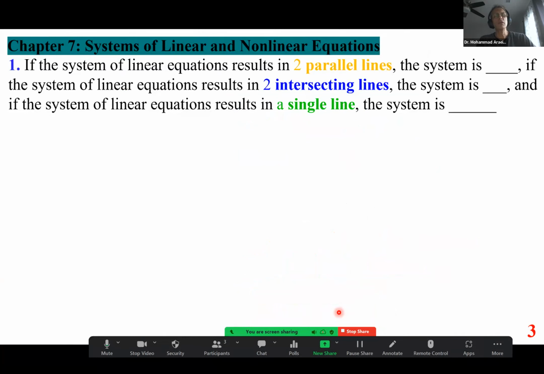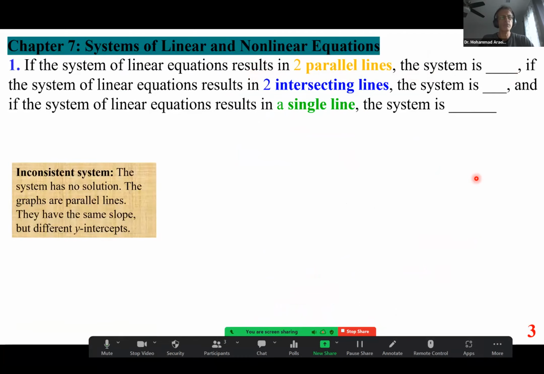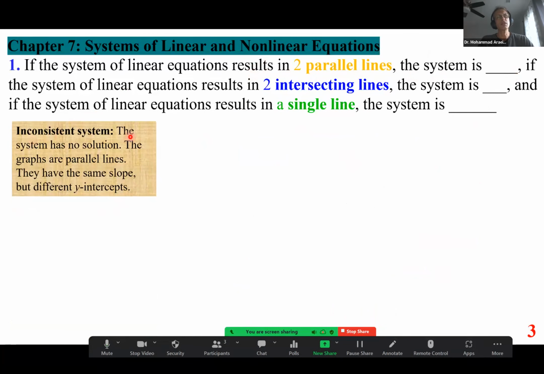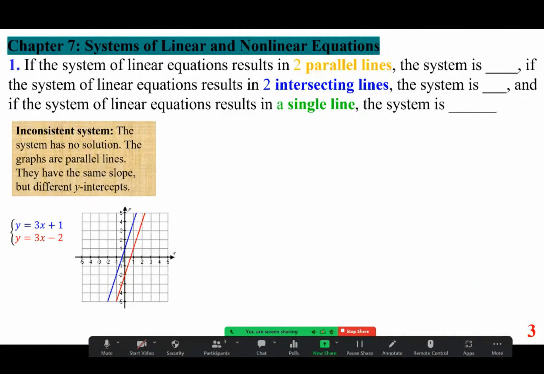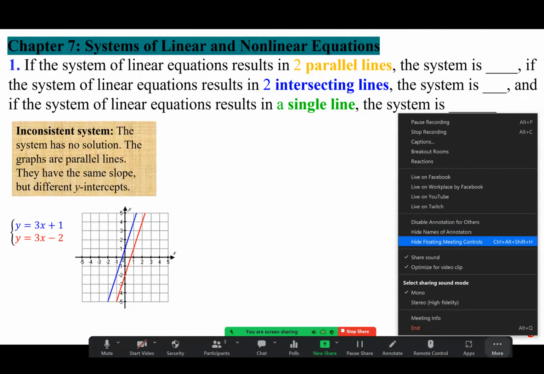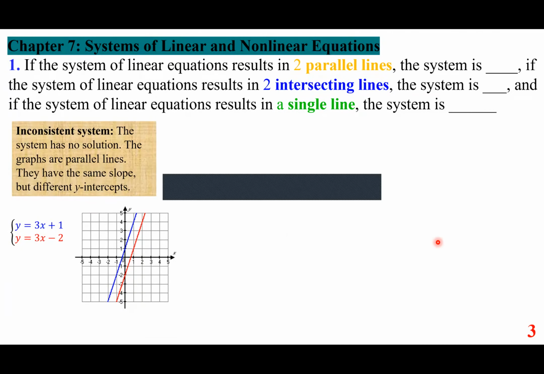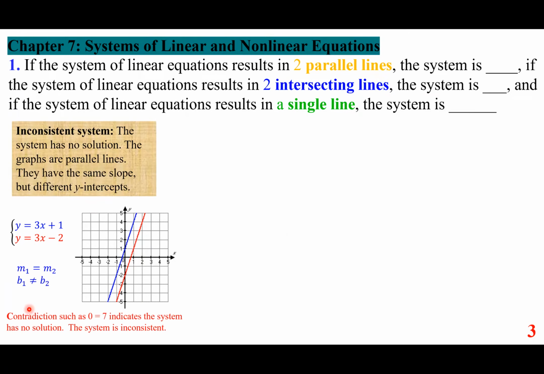If the system of linear equations results in two parallel lines, the system is an inconsistent system. The system has no solution. The graphs are parallel lines. They have the same slope, but different y-intercepts, meaning M1 equals M2, but B1 is not equal to B2.